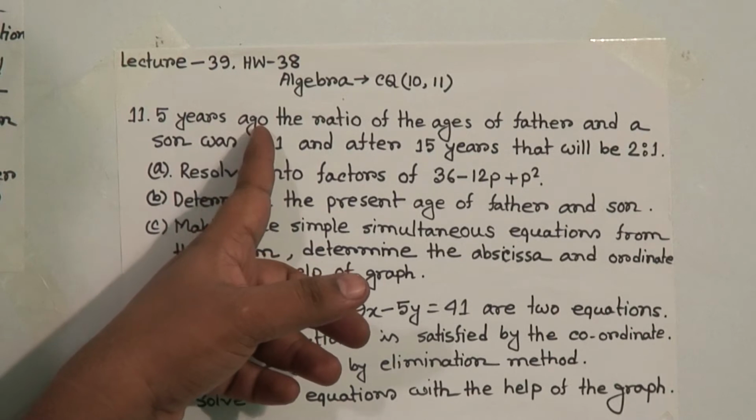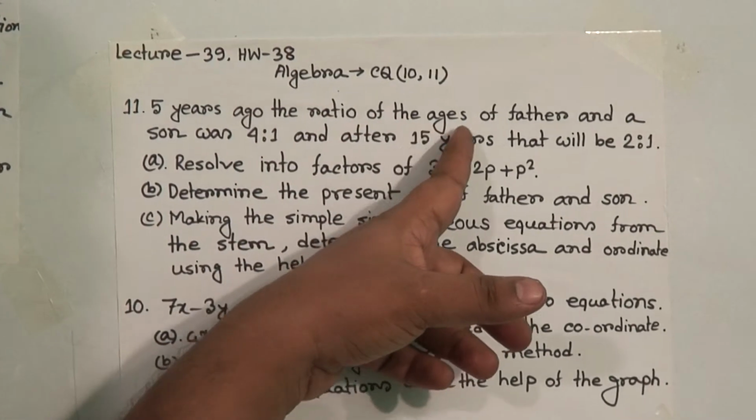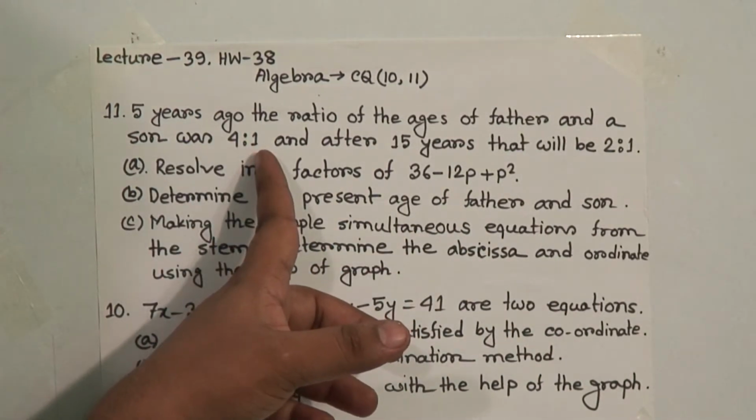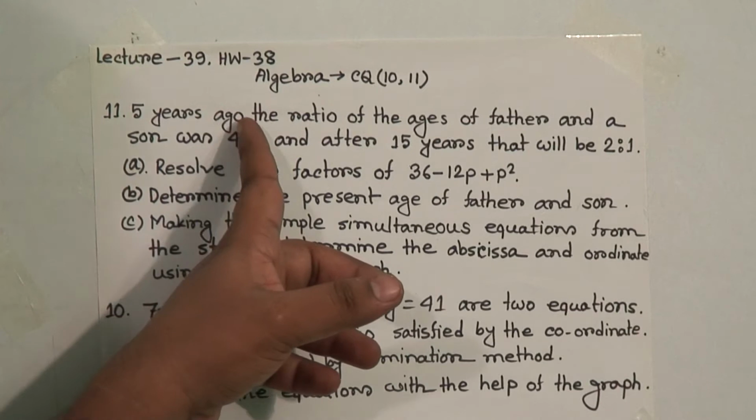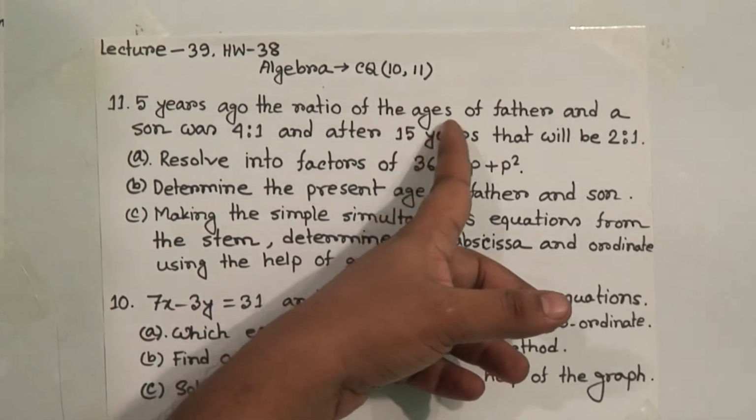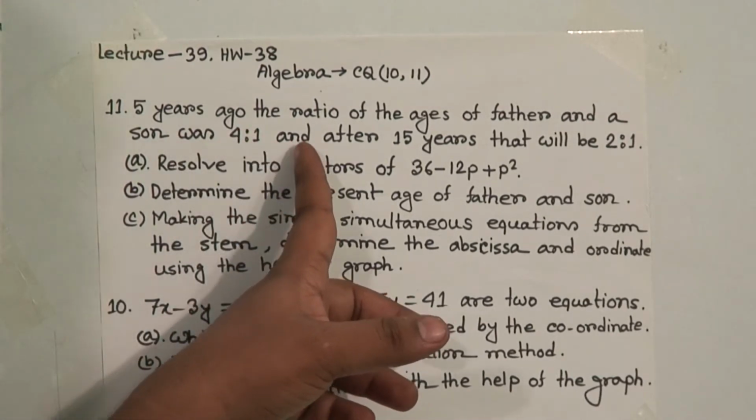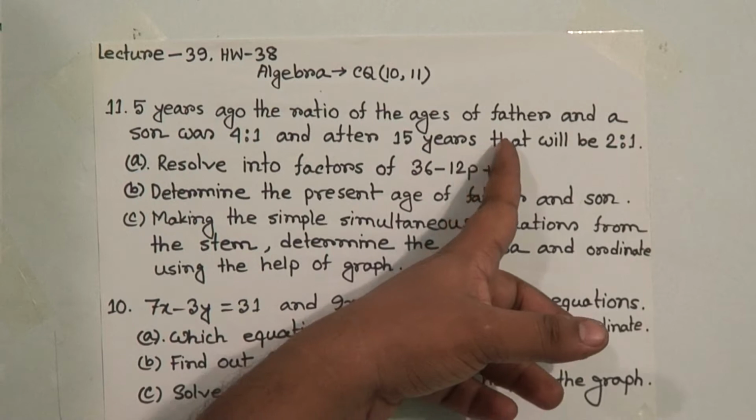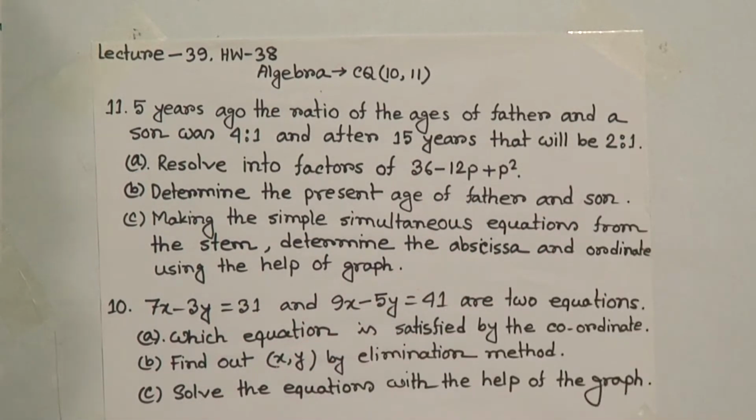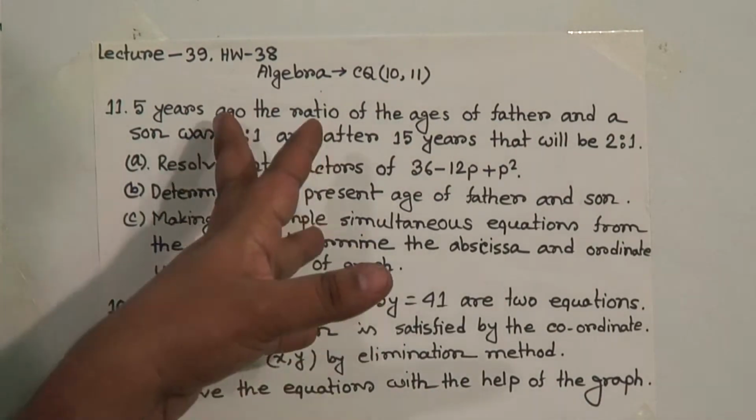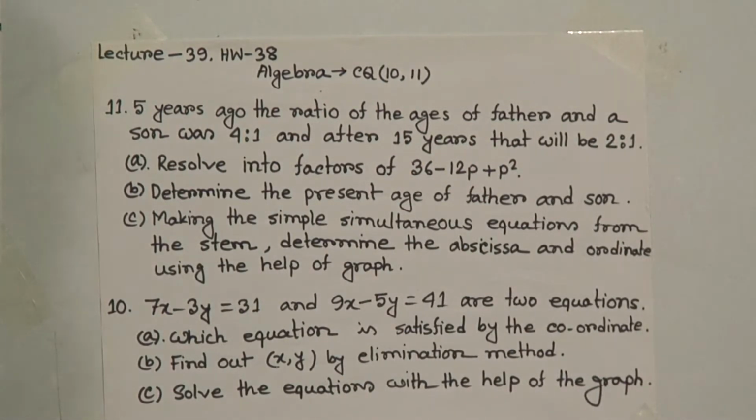5 years ago the ratio of the ages of father and son was 4:1, and after 15 years that will be 2:1. That means, dear students, two ratios are given. One ratio is 5 years ago and another is after 15 years. So by using this information we shall solve the three parts.